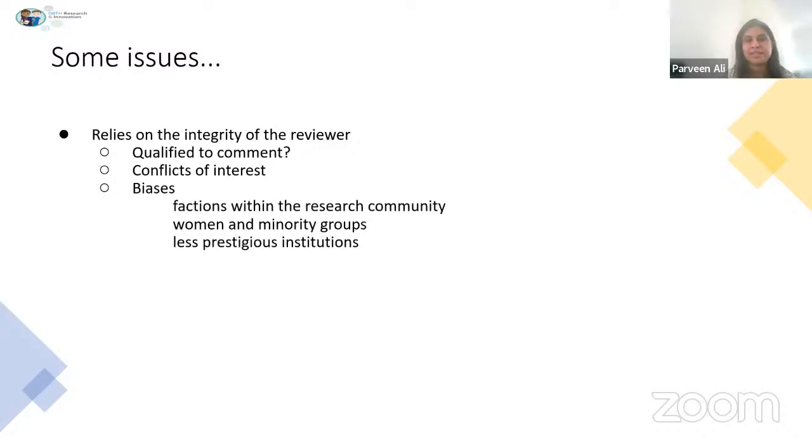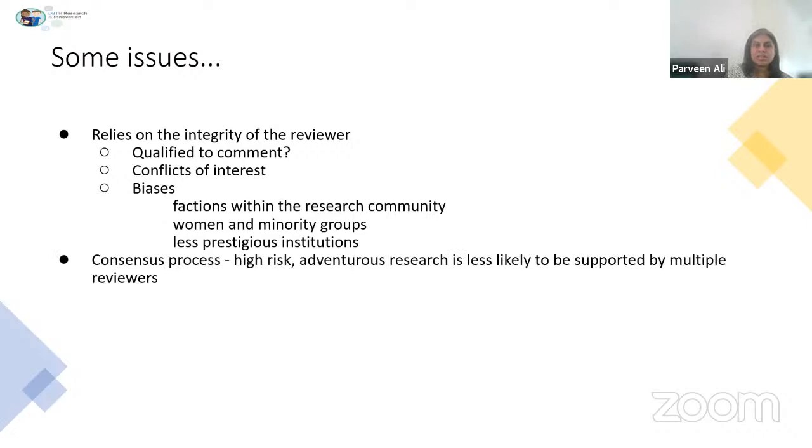There could be biases, for example, other factions within the research community, representation of women, minority groups, when it comes to journal articles, representation of different countries, people from different cultures and places. Do we have enough peer reviewers from various different places so that they understand the context in which the person has published and are able to give good feedback, and it doesn't only translate to one particular community? People working in less prestigious institutions, do they get exposure to writing peer review?